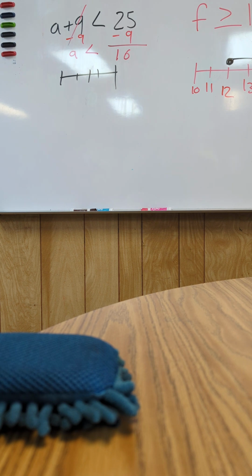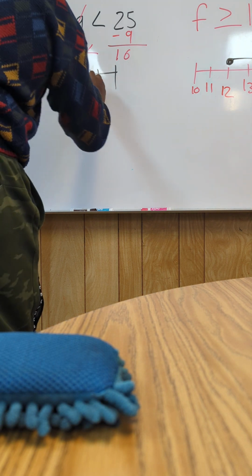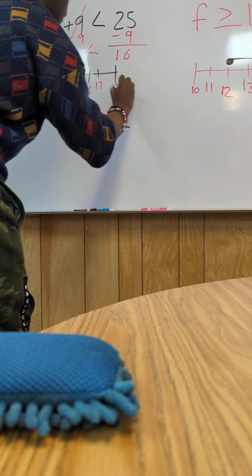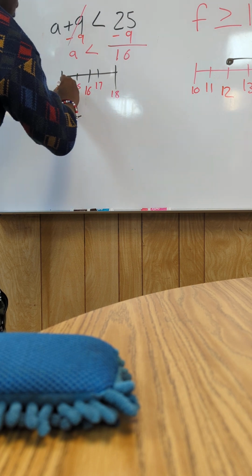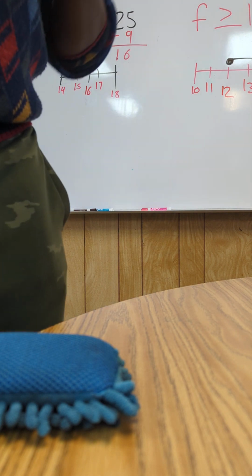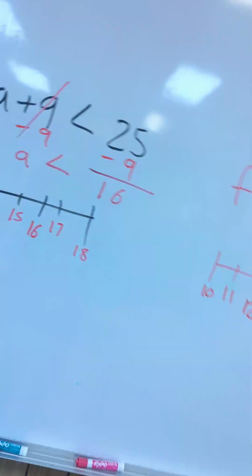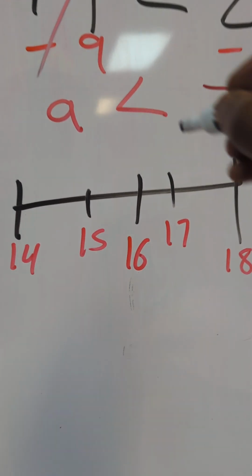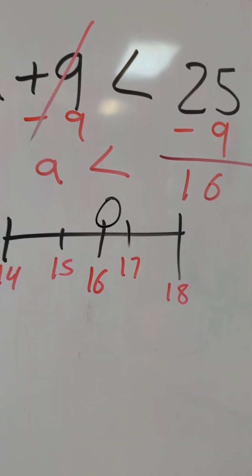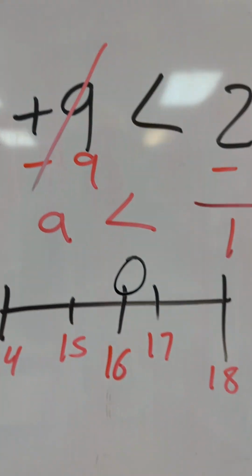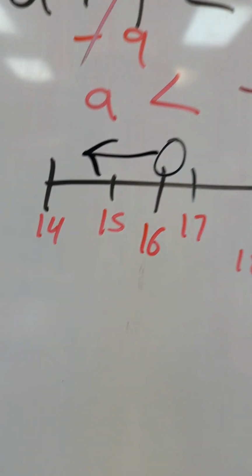I make my graph now with 16 in the middle. And now I look at my sign. Since a is less than, not less than or equal to, I would have an open dot. And since a is at the point, that would be pointing to the left.